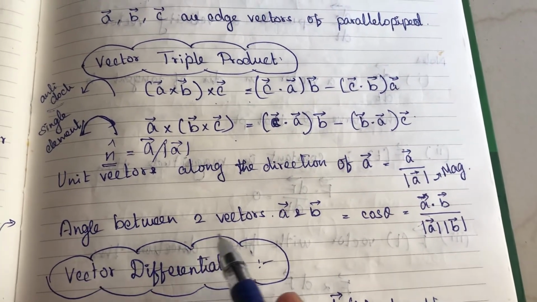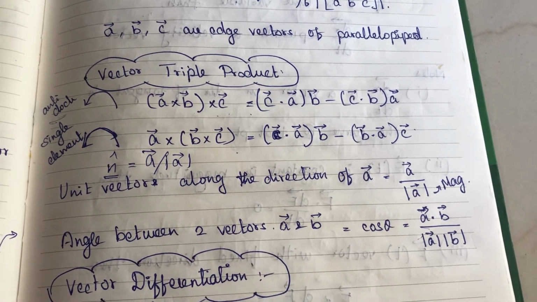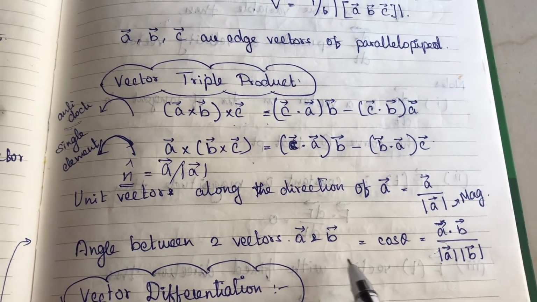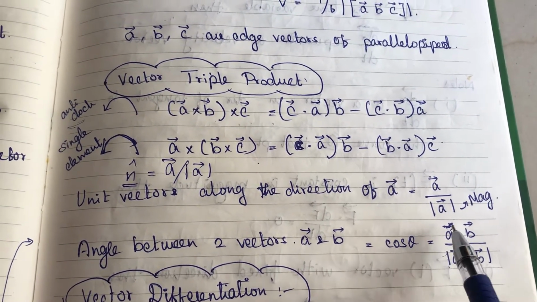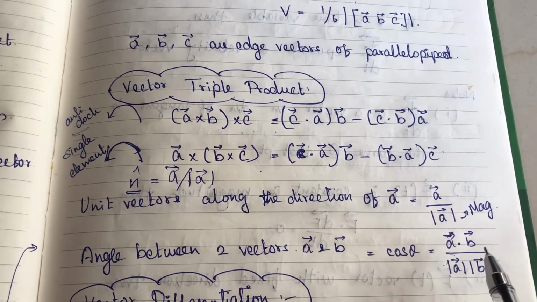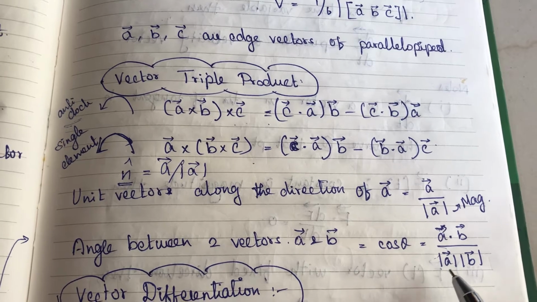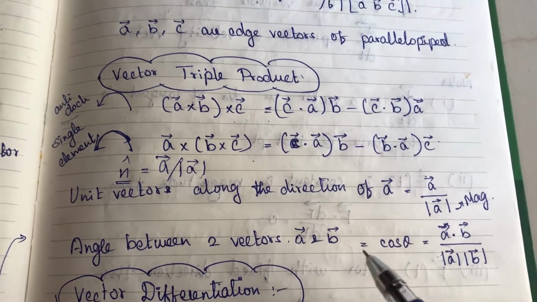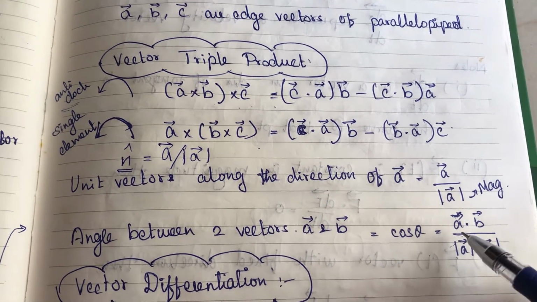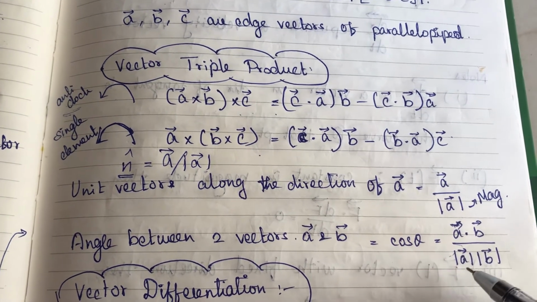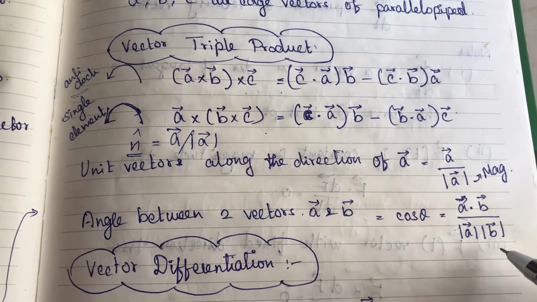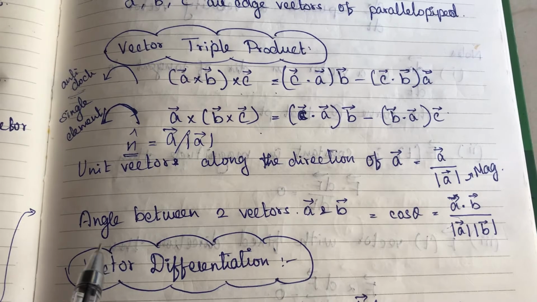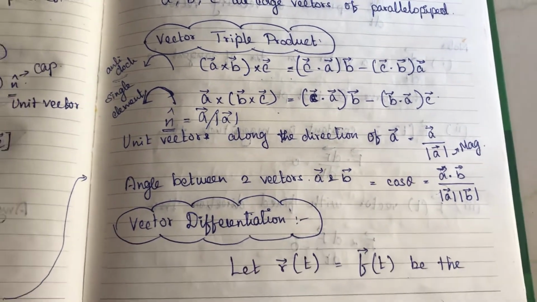Next, the angle between two vectors, A vector and B vector. Let's say these are two vectors. I need to find the angle between these two vectors. Cos theta is equal to A vector dot B vector by modulus of A vector and modulus of B vector. This is the angle formula. If we need to find the angle between two vectors, this is the formula.